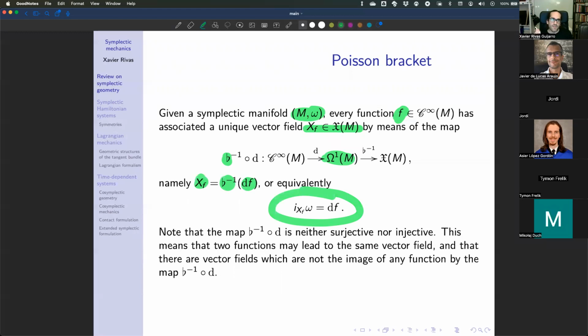But there are a couple of things that we must take into account, and this is quite important. This map that we have defined, which relates to every function a vector field, is neither surjective nor injective. So two functions may lead to the same vector field. And of course, there are vector fields which are not the Hamiltonian vector field of any function. Okay, this is important.